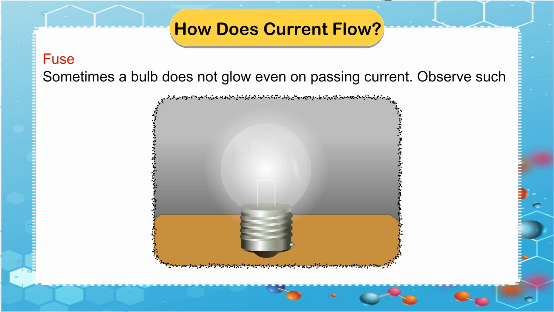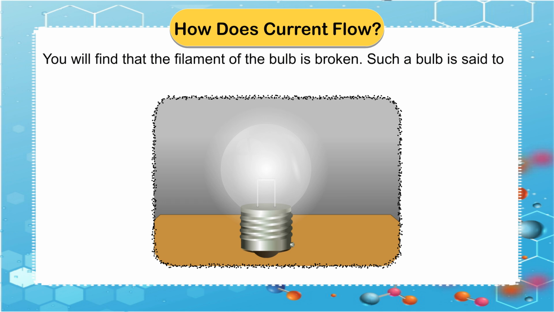Fuse. Sometimes a bulb does not glow even on passing current. Observe such a bulb. You will find that the filament of the bulb is broken.